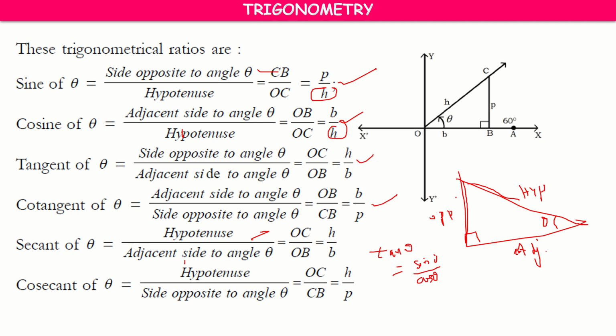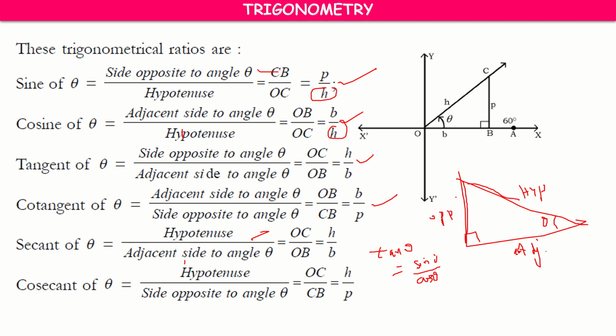Adjacent by opposite is cotangent. And what about the secant? Sec and cos are reciprocals, I said. Whatever the cos is, its reciprocal will become the secant. So what is the cos? Adjacent by hypotenuse. Then secant will become hypotenuse by adjacent.